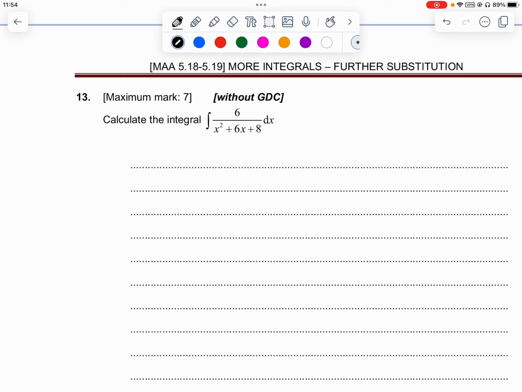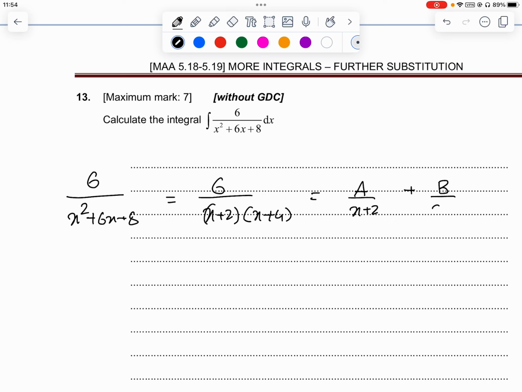So first of all, 6 upon x square plus 6x plus 8 can be written as 6 upon (x plus 2)(x plus 4). So what does that become? A upon x plus 2 plus b upon x plus 4. So 6 equals a times (x plus 4) plus b times (x plus 2).